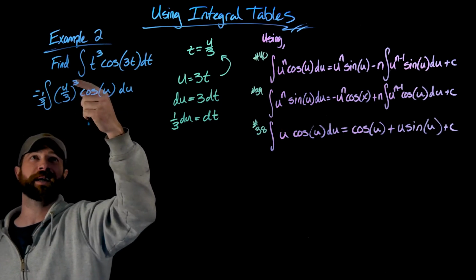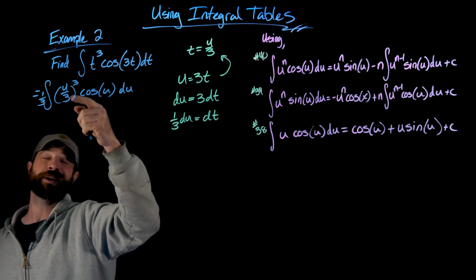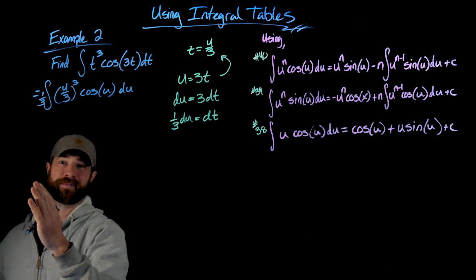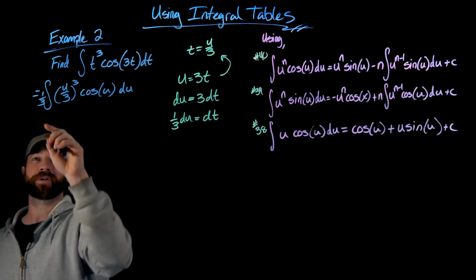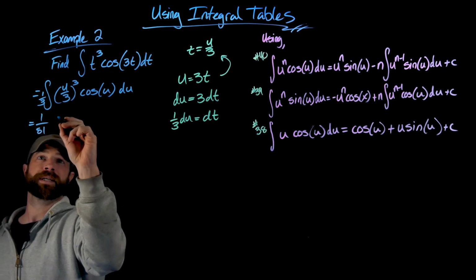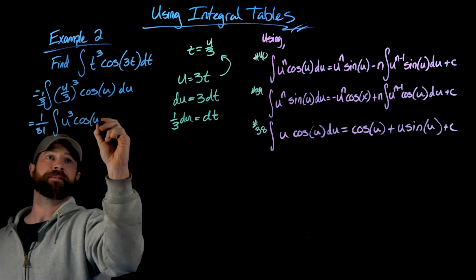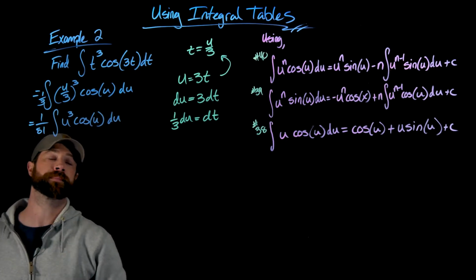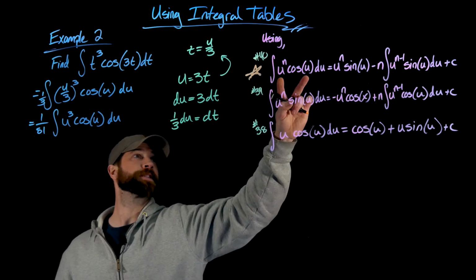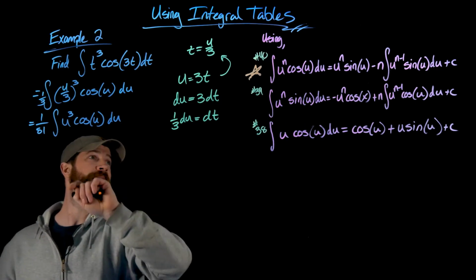What I'm going to do is apply the exponent of 3 to both of these. I get u cubed over 3 cubed, which is 27. I'm going to pull out the division of 27 there, the 1/27th, and multiply it by this to give me 1/81st times the integral of u cubed cosine of u du. So then now applying number 40 right here tells me that in this case my n is 3 and everything else is the same.